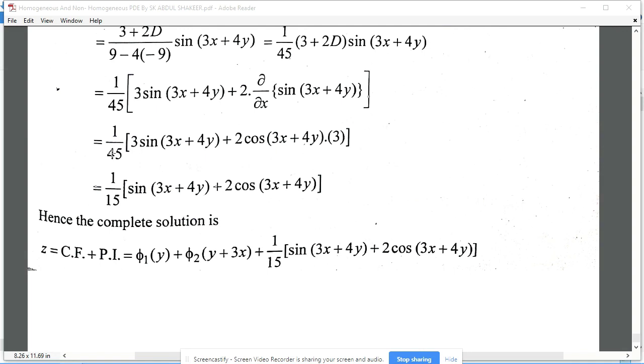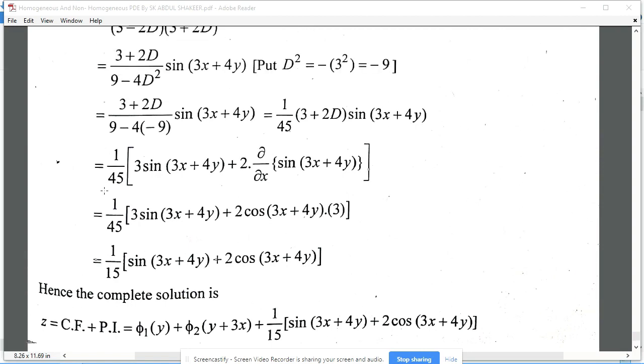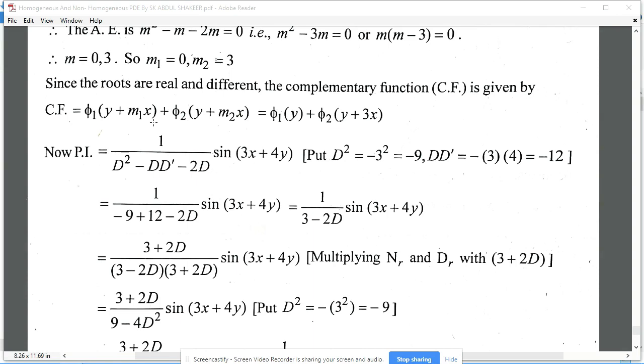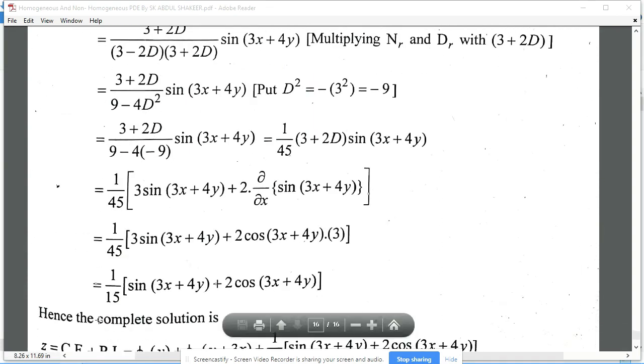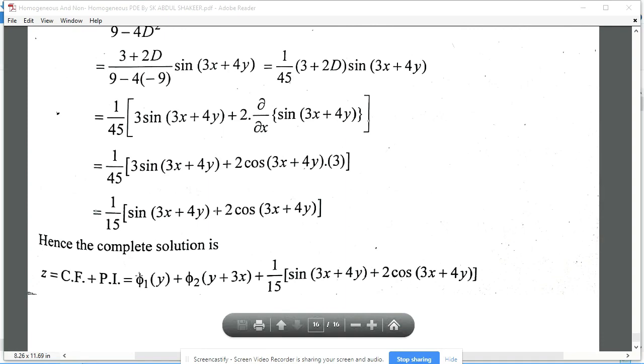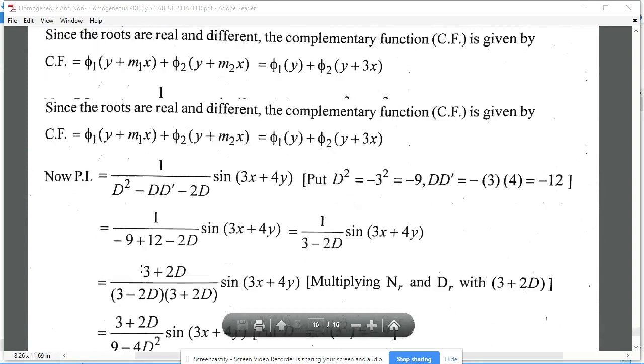While multiplying with 1 by 45, we will have 3 ones are 3 and 15s, so the 3 and 15 get cancelled, just taking out 3 as common. So 1 by 15 into sine of 3x plus 4y plus 2 into cos of 3x plus 4y. It is the required particular integral. Now adding these two solutions, complementary function and particular integral, which gives the required complete solution.